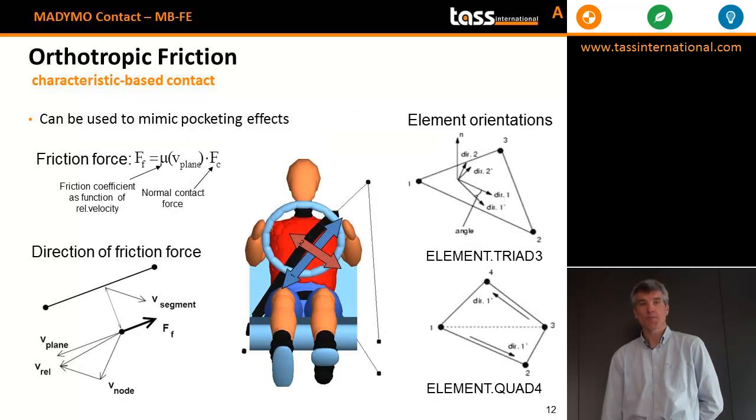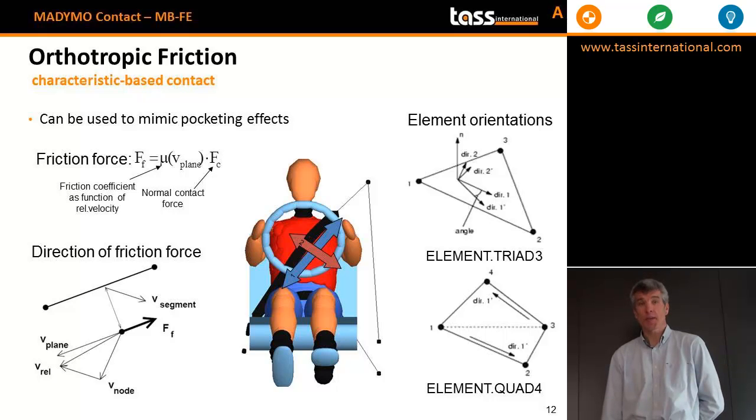The last slides will be about orthofriction. What is it meant for? It's meant to mimic pocketing effect. Let me describe what pocketing is. You have your shoulder belt in real, which is penetrating the jacket. This jacket will deform, and therefore you have something like a pocket. And this pocket prevents that the belt is sliding in the direction of the red arrow, in this case 2.